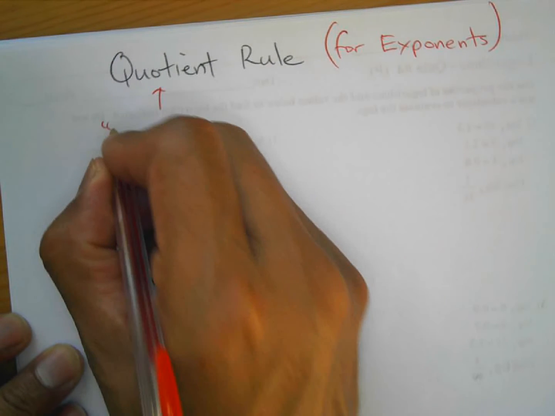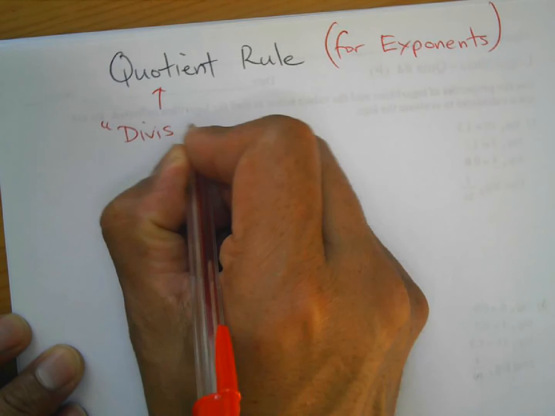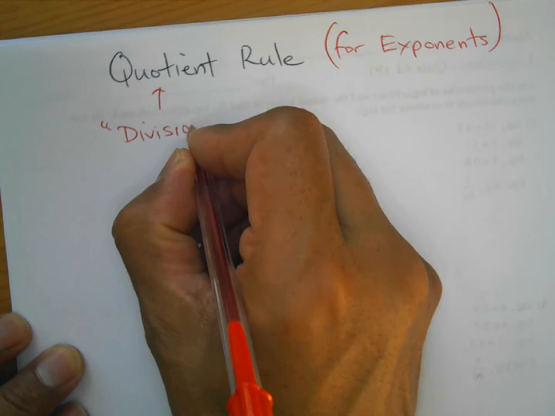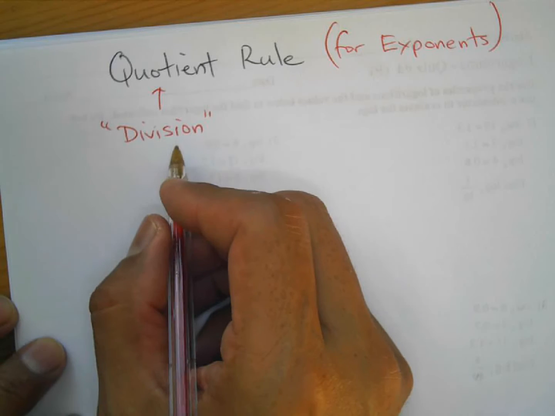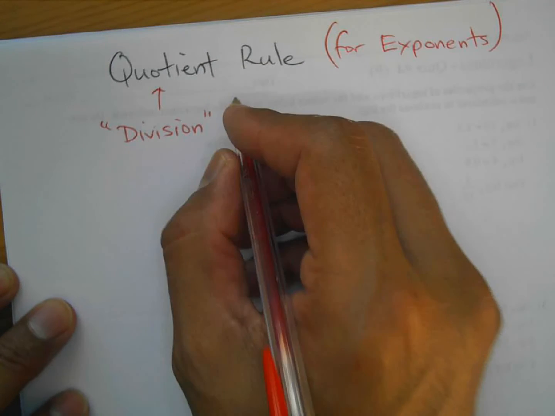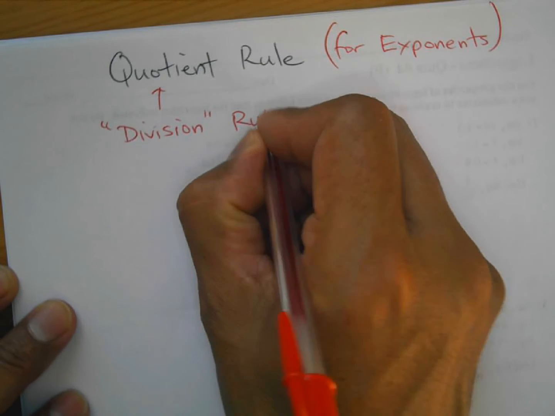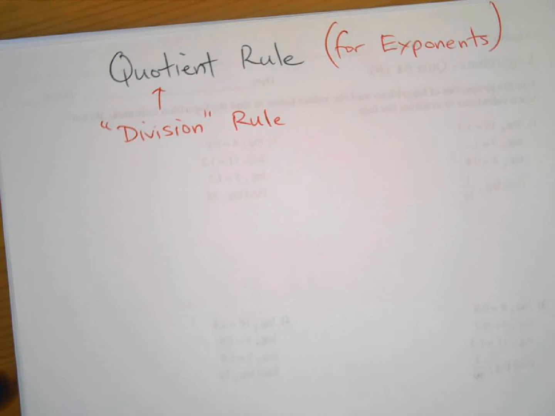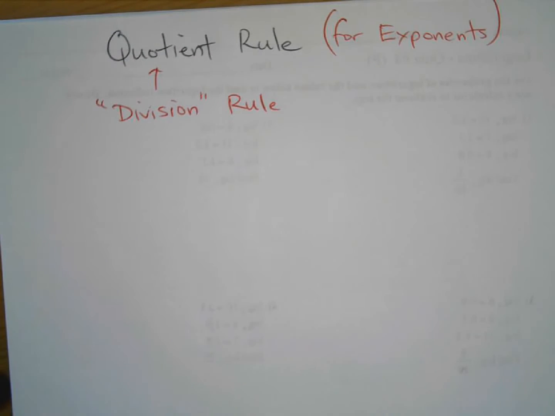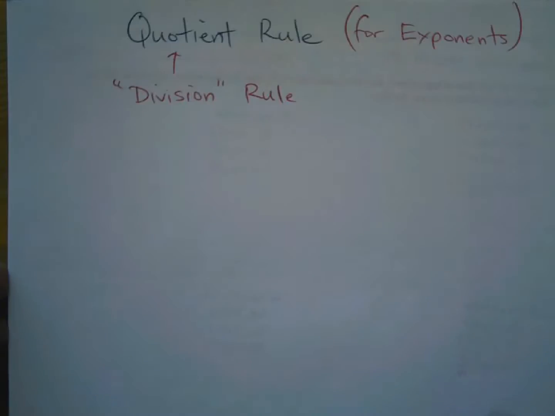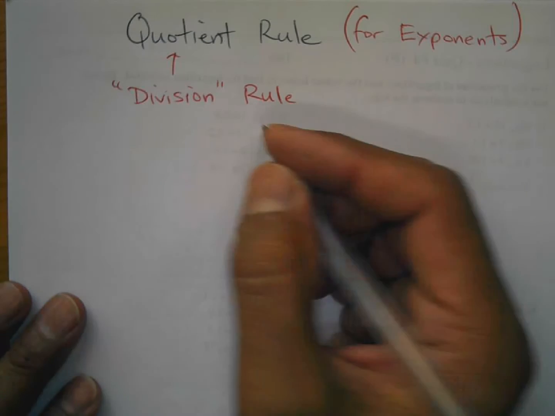Now, the word quotient is really division, right? That's a fancy word for division. This is the rule we're going to see that when you're seeing exponents, it's like the division rule, the quotient rule. So we're going to take what we understand so far about exponents and we're going to apply it here.